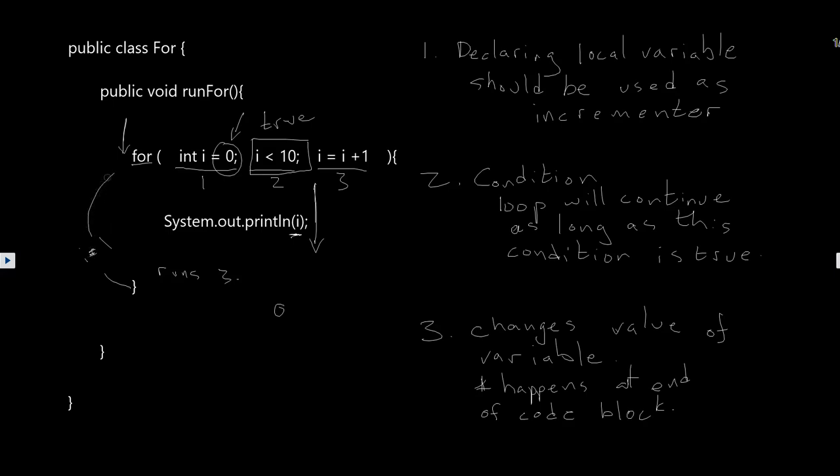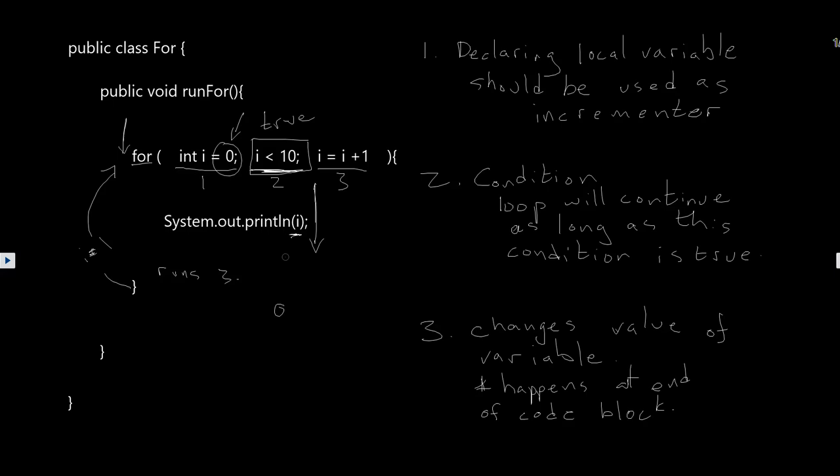Okay, and then it runs up and it looks again. Now, it does not declare the variable again. That's done. It doesn't reset the value of I. So it immediately checks the condition.